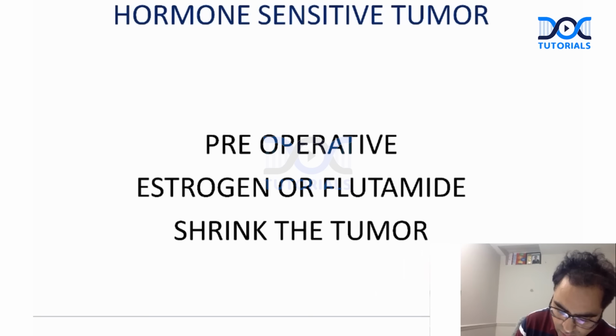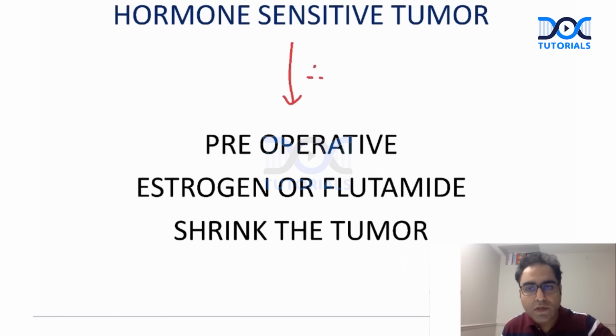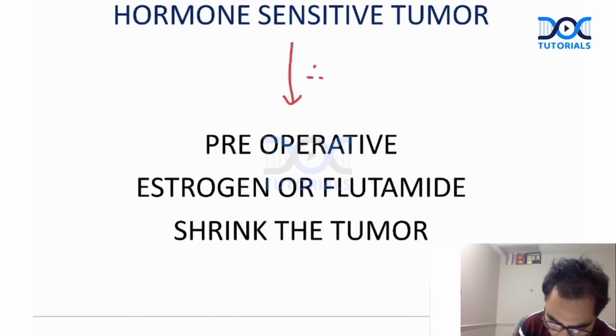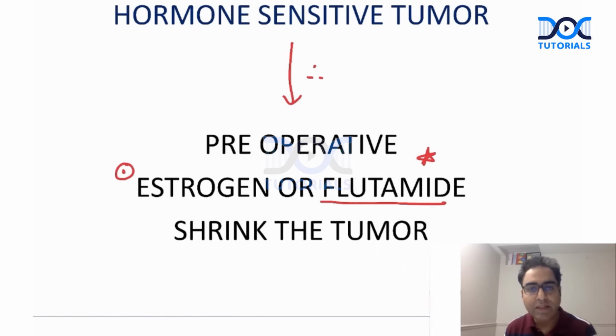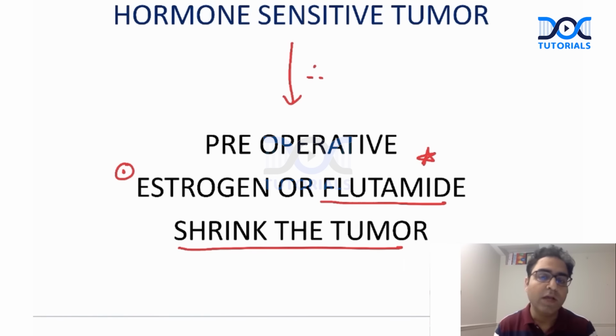Therefore, to decrease the vascularity of the tumor before surgery, we can give pre-operative either estrogen or flutamide. Remember the word flutamide, it's an anti-androgen. These two things will shrink the tumor because surgery is going to have a lot of blood loss. So if you give estrogen or flutamide before surgery, it's going to shrink the tumor and make the surgery a little easier. Less blood loss will be encountered in this patient. So don't forget the word flutamide. Okay, pre-operative flutamide to the patient.